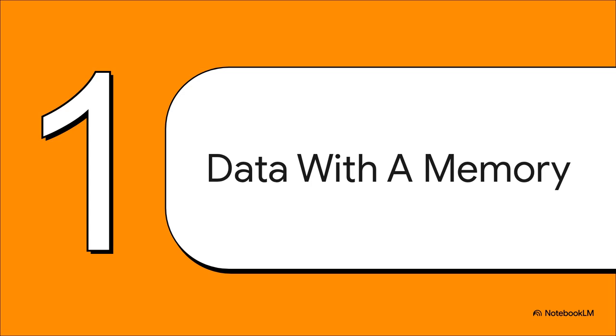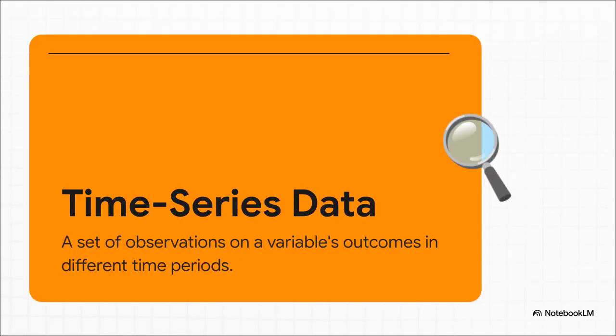To do that, to tell the difference between a pattern and noise, we have to understand our main clue. And that's data that has a memory. This is what we call time series data. And it's really simple when you break it down. It's just a bunch of observations that are recorded in a specific order over time. Now, that word order, that's the whole key. You can't just shuffle this data around. What happened in January directly affects what happens in February. Each data point kind of remembers what came before it. And that memory, that's the key we're going to use to try and unlock the future.